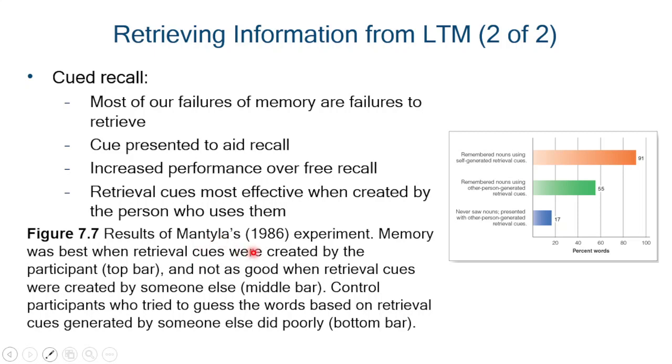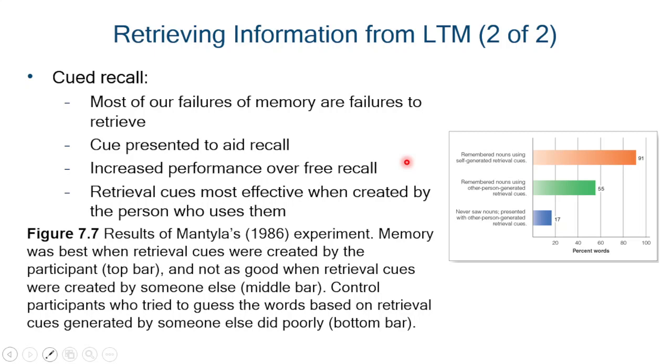Mantilla's experiment is, ayan. So the x-axis is the percentage of words that they have remembered, and then the y-axis pertains to the factors that help them to remember the information. So makikita natin yung orange graph. So they were able to remember the nouns using self-generated retrieval cues. And then yung green part, na parang nasa 55% yung na-remember niya na nouns, they remember the nouns using other person-generated retrieval cues. So, ibang tao ang nagbigay ng retrieval cues nila. So, this is also what we see.